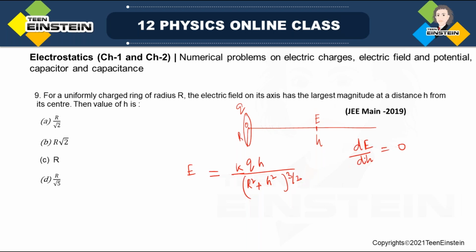This is the first thing you should do to check whether a particular quantity, electric field over here, is maximum or minimum at this particular point. Anyway, they have told you maximum, so it implies that dE by dh, the variation of electric field with respect to h, will be 0. So we can just take the derivative of this and make it 0 so that we get an equation to find h. Let us just do it.